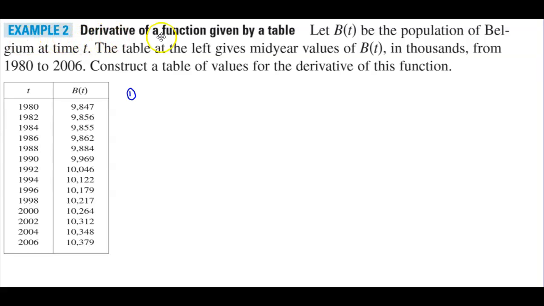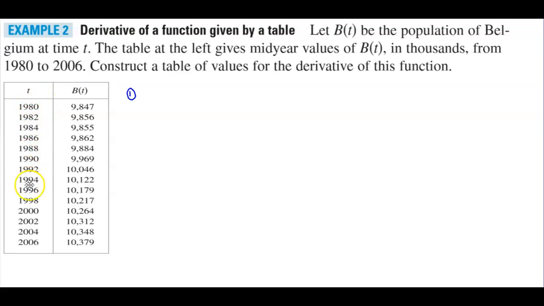Example 2, derivative of a function given by a table. Let b of t be the population of Belgium at time t. The table at the left down here gives mid-year values of b of t in thousands from 1980 to 2006. We want to construct a table of values for the derivative of this function.